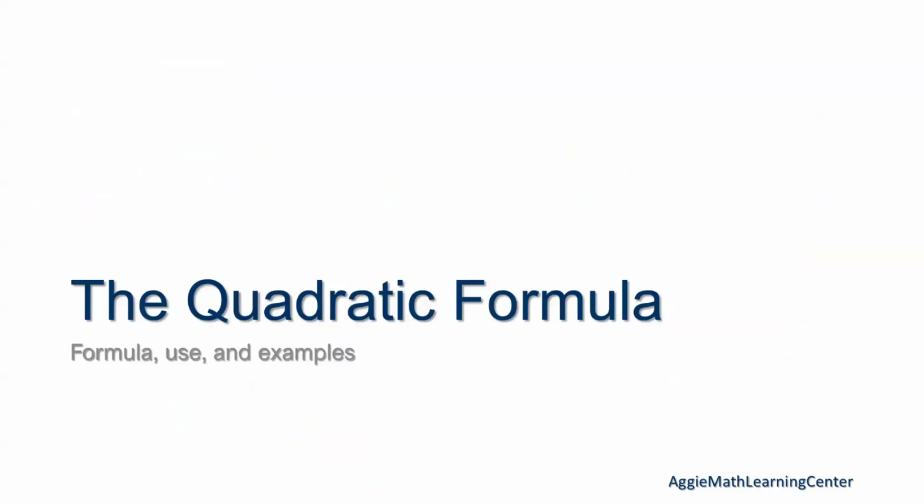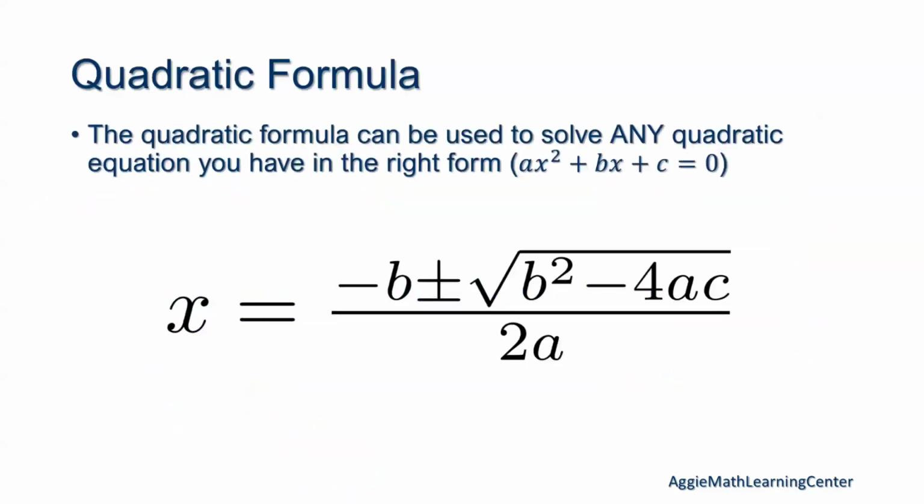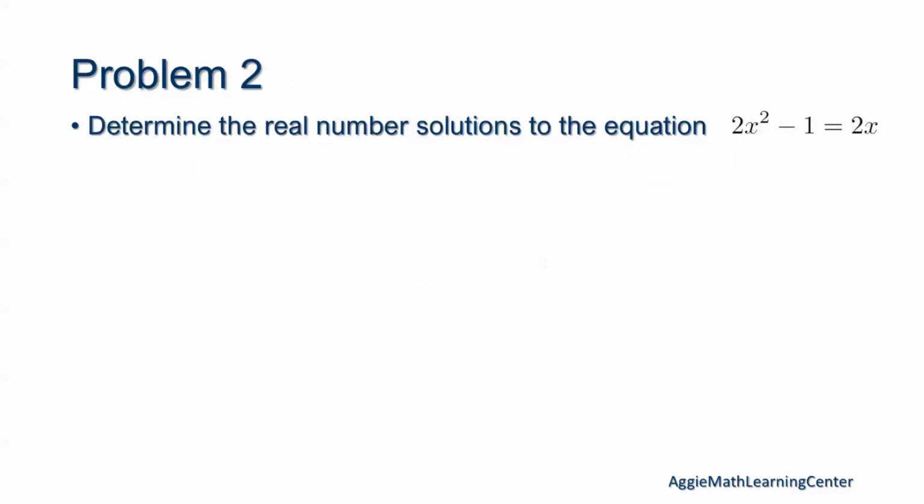All right, did you feel good about that one? Okay, perfect. So we'll move on to the quadratic formula. So this can be used to solve any quadratic equation, as long as it's in the form ax squared plus bx plus c equals 0. So the formula is negative b plus or minus the square root of b squared minus 4ac, over 2a. Okay, so we'll see an example of that.